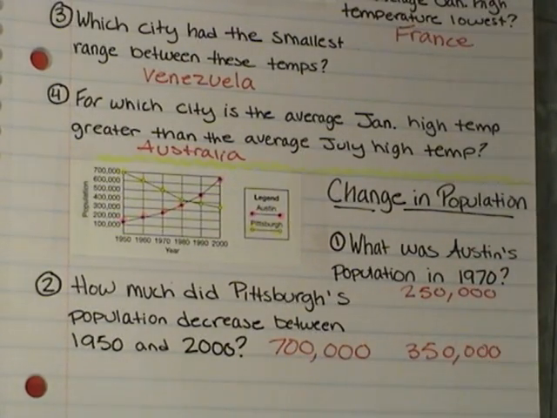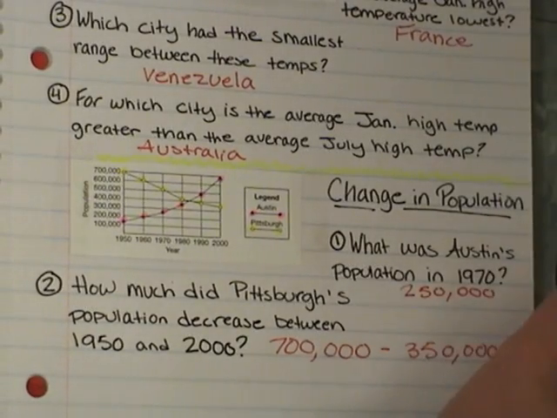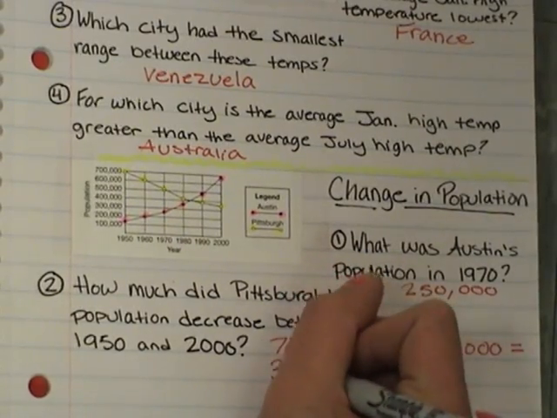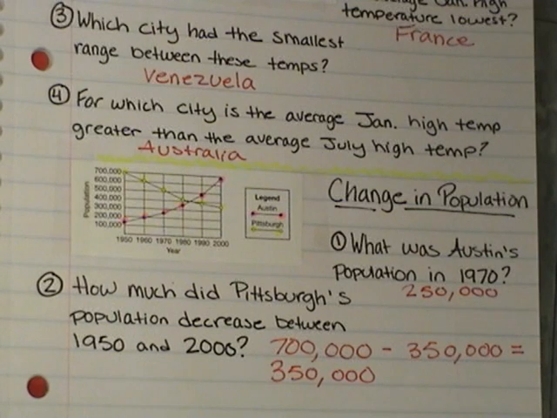The question asks us, how much did Pittsburgh's population decrease? So what was the difference between the numbers in 1950 and 2000? When we say difference, you should know that that is going to be subtraction. If I subtract 700,000 minus 350,000, I should get 350,000. So the difference between those two years is about 350,000 people.